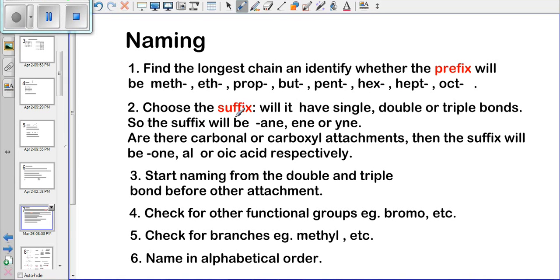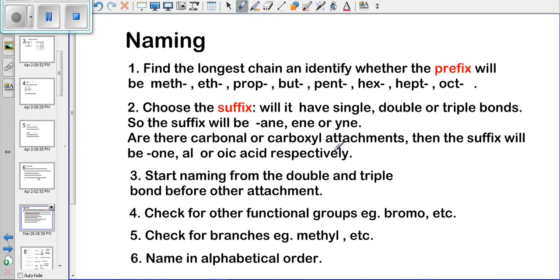Then we must choose the suffix, that is the ending. If it has a single bond or double bond or triple bond, then the single bond will have the suffix ane. If it has a double bond, it will be ene. If it has a triple bond, the ending, which we call the suffix, will be yne.